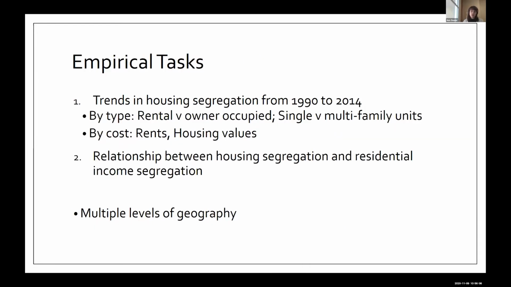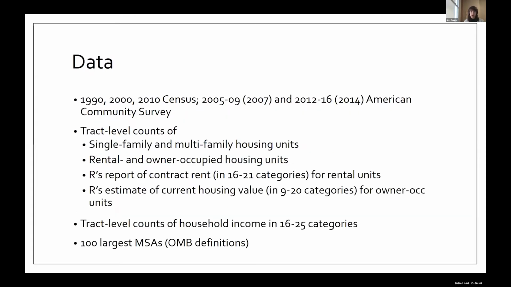So in the paper, I have two sets of empirical tasks. First, I'm documenting trends in housing segregation in the 100 largest metropolitan areas since 1990. I'm going to look at the segregation or the sorting of housing units by type, so looking at where rental versus owner occupied units are located and where single versus multifamily units are located. And then I look at housing segregation by cost, so looking at rents for rental units and values for owner occupied units. And then once establishing those patterns, I look at the association between housing segregation and residential segregation by income. And I do this at multiple geographies, which I'll talk about shortly.